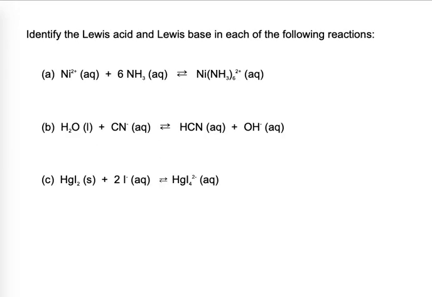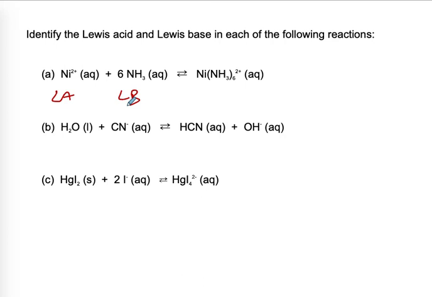So, in each of these reactions, we're going to identify the Lewis acid and Lewis base. In the first one, aqueous nickel 2+ cations react with ammonia molecules to form a coordination complex in which the ammonia molecules are now coordinated to the nickel. In order for that to occur, each of the 6 ammonia molecules must donate a lone pair of electrons to the empty coordination sphere of the nickel, forming the nickel-nitrogen bonds. Therefore, nickel is the Lewis acid, and ammonia is the Lewis base.